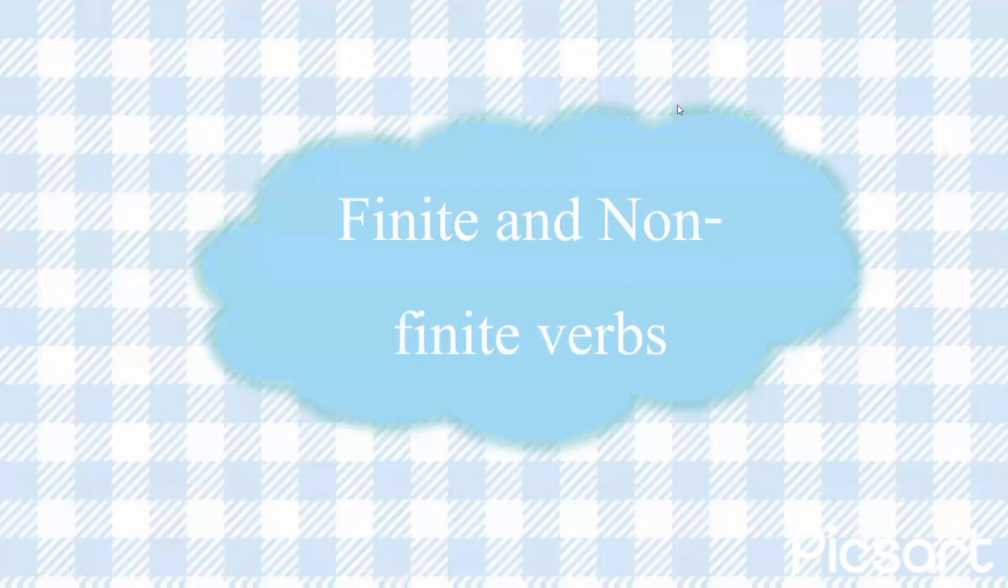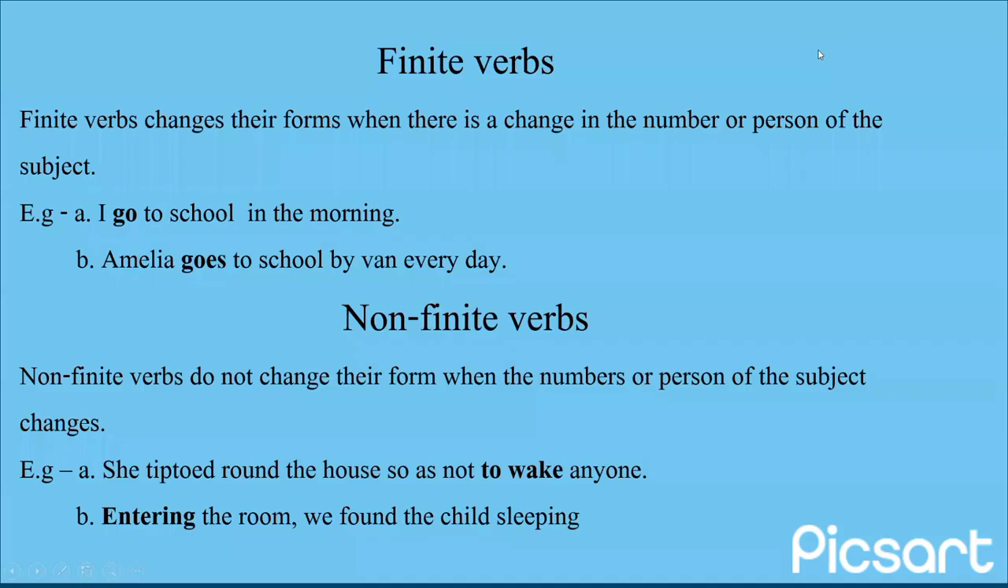Finite and non-finite verbs. A finite verb is a verb that shows agreement with the subject of a sentence in terms of number and person. It changes according to the tense: past, present, and future. A non-finite verb is a verb form that doesn't show agreement with the subject of a sentence. Finite verbs change their forms when there is a change in the number or person of the subject. Finite verbs also have different forms in different tenses.